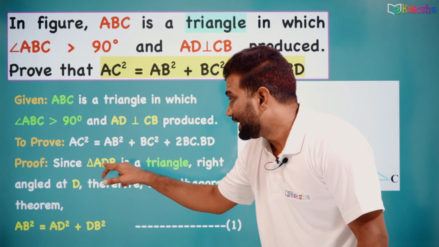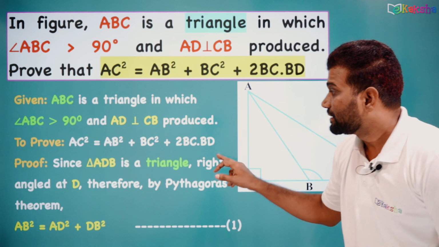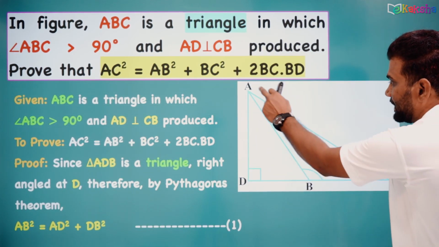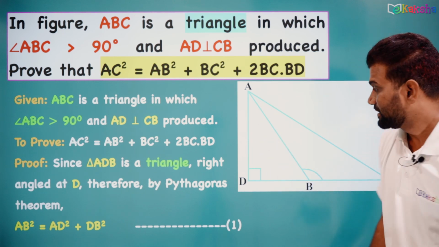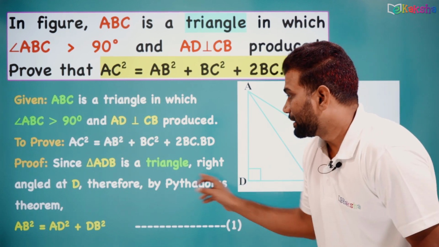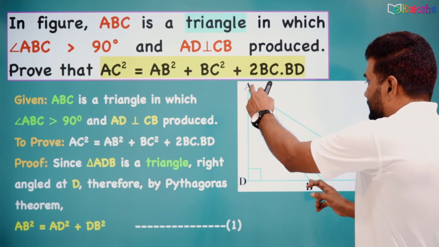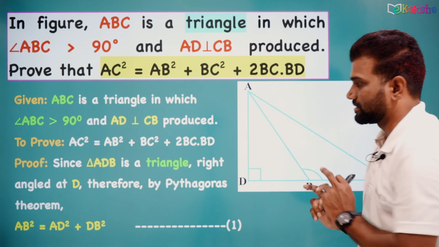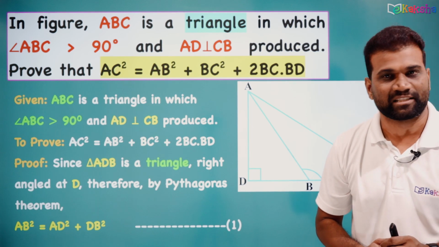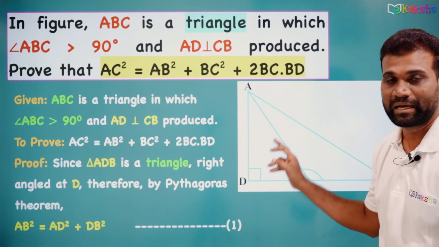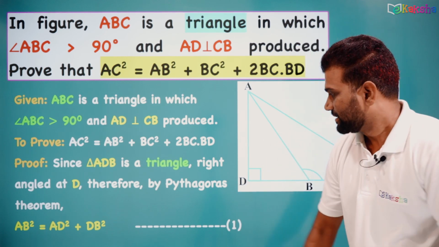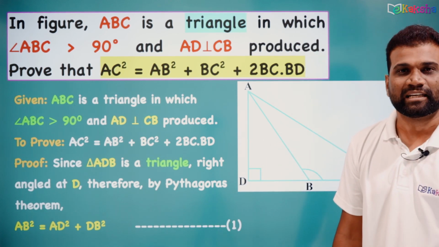Since triangle ADB is a right angled triangle, right angled at D, therefore by the Pythagoras theorem, what can we say? This square equals this square plus this square. That is, AB square equals AD square plus DB square by the Pythagoras rule, that is, side square plus side square equals hypotenuse square. In other terms, hypotenuse square equals side square plus side square. Let us take this as equation number 1, right?